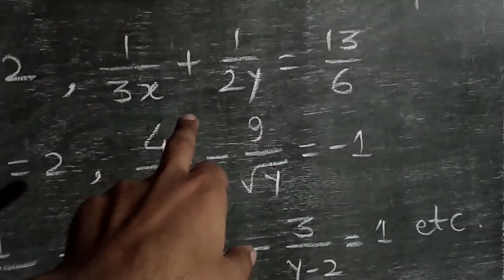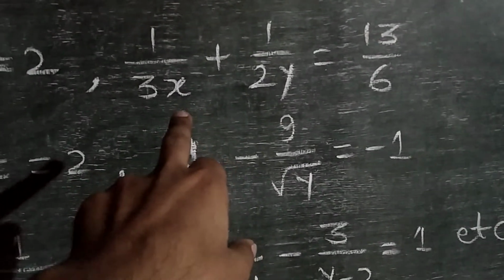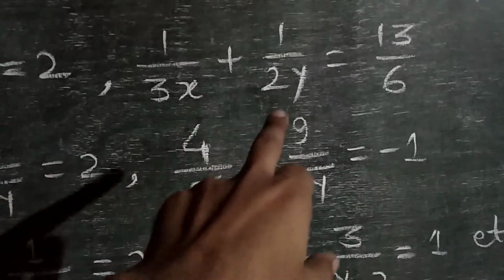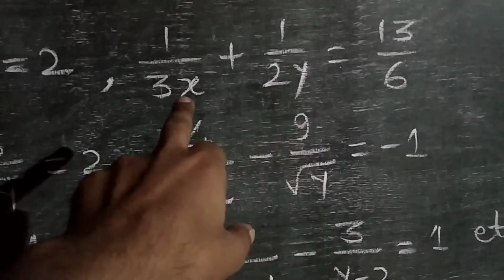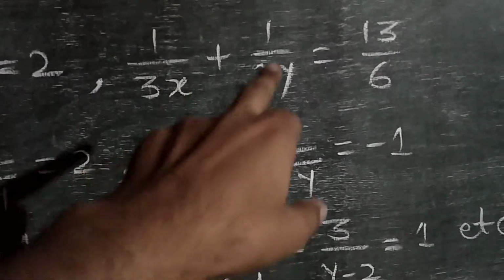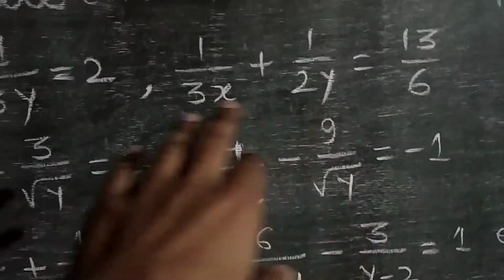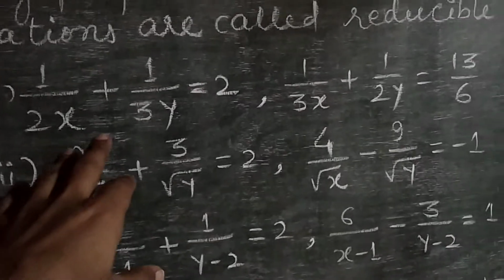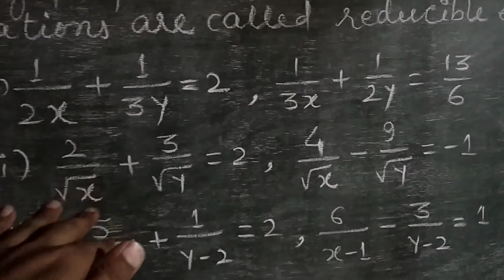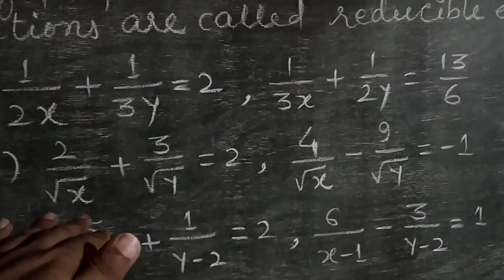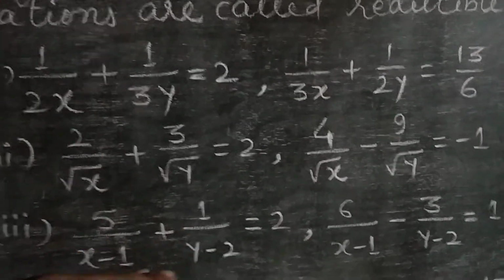Look at the second equation. It also contains x in the numerator, y is in the denominator, and y is also in the denominator. So their power will be minus 1. So it is also not linear. So such types of equations are not linear equations, but they can be converted into linear equations by using a proper substitution. So how will we convert them?